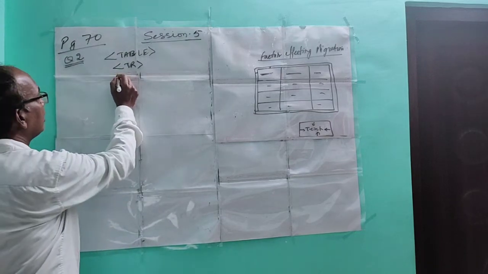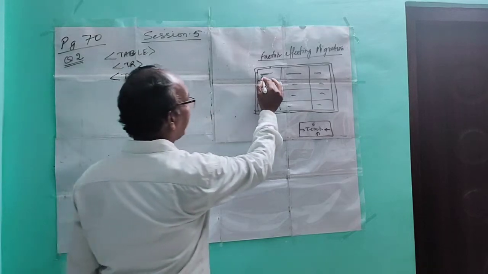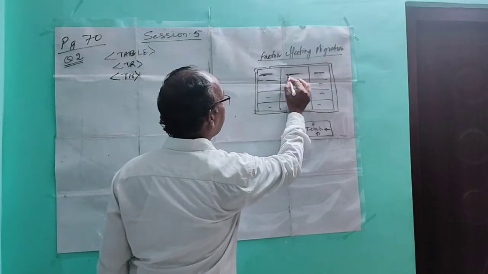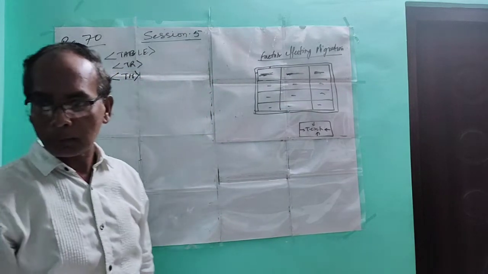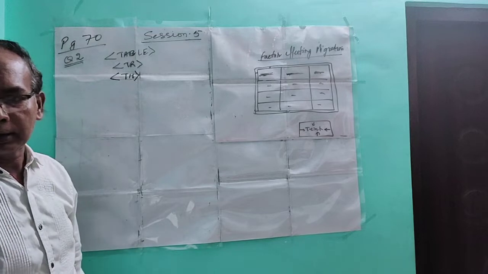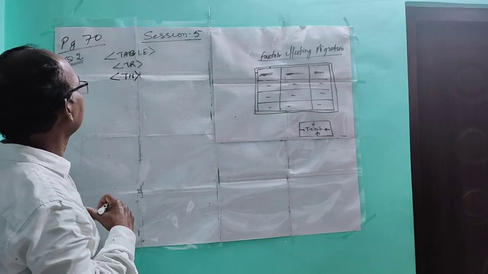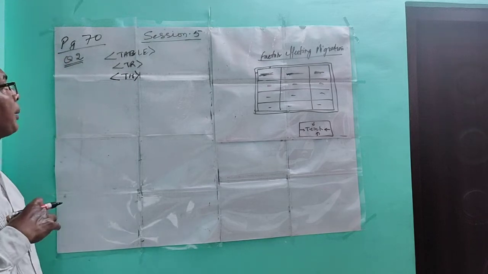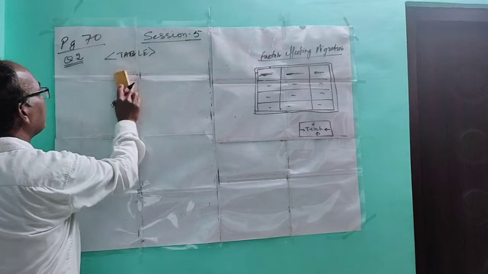First row is TR. I am using TH for table heading because this is the heading part of the figure, heading part of the table. Before we go to the heading part, we have to use what? Something is left. That is caption. Yes, caption is left.